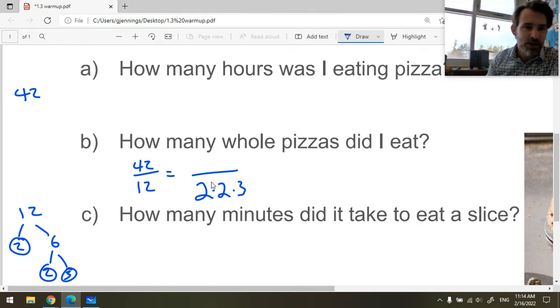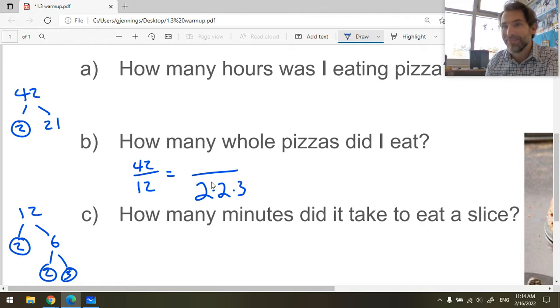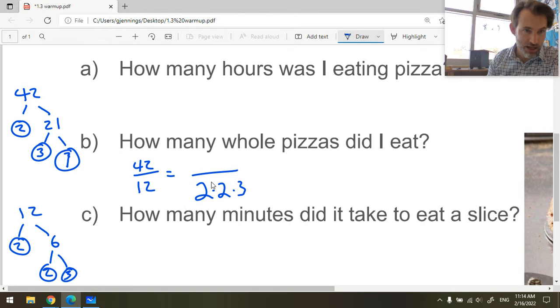Okay, and then 42, let's see how that breaks down. It's divisible by 2, that's prime. And 42 divided by 2, that's 21. 21's not prime. It's not divisible by 2, but it's divisible by 3 because 2 plus 1 is 3. 3 is divisible by 3, so this number is divisible by 3. And 3 times 7 will give me 21. That's very clearly a 7, Mr. Jennings. All right, so let's write that as 2 times 3 times 7.